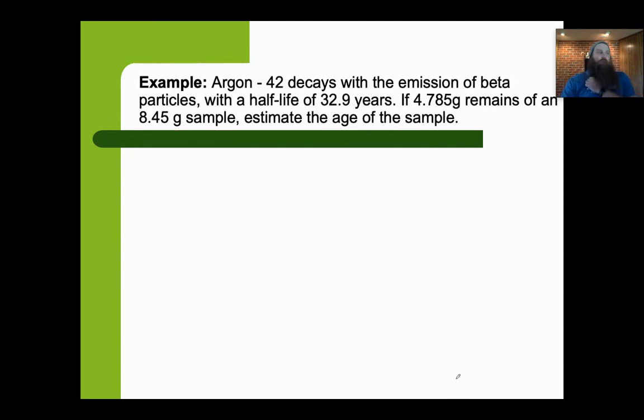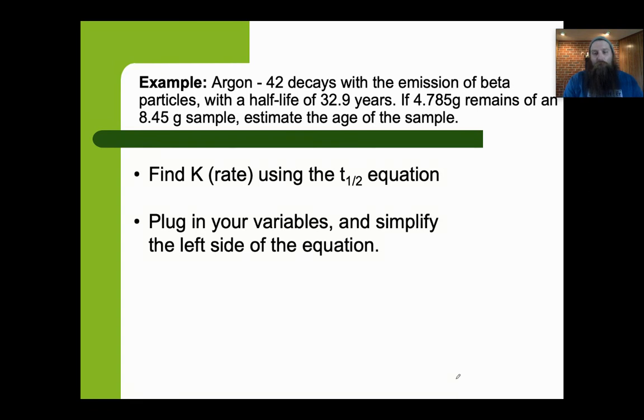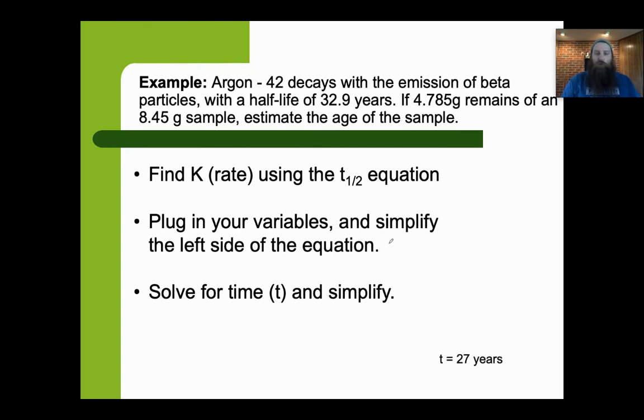Here's another one for you to do. Argon-42 decays by beta particles, has a half-life of 32.9 years. If you have 4.785 grams remaining of an 8.45 gram sample, estimate the age of the sample. So hopefully by now you know, hey, I'm looking for time, I'm looking for T. So I need to start the same way I always do. Find K, all right? Simplify the left side, solve for T, all right? Give it a couple minutes, try it. You should get 27 years.